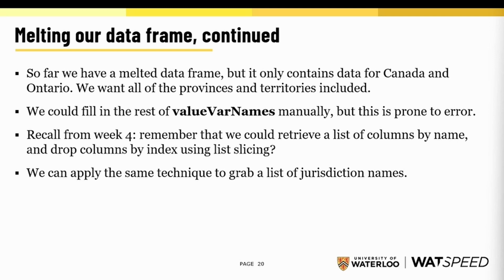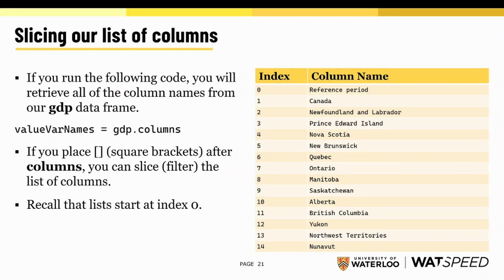We want to have all of the provinces and territories included. Now we could fill in the rest of value var names manually, so we could type out each province, right? But this is a bit prone to error. Remember from week 4 that we could get a list of our columns by name and then drop our columns by index using list slicing? So we can use the same technique to get a list of jurisdiction names. How do we do this? If we run the following code, we will get all of the column names from our GDP data frame.